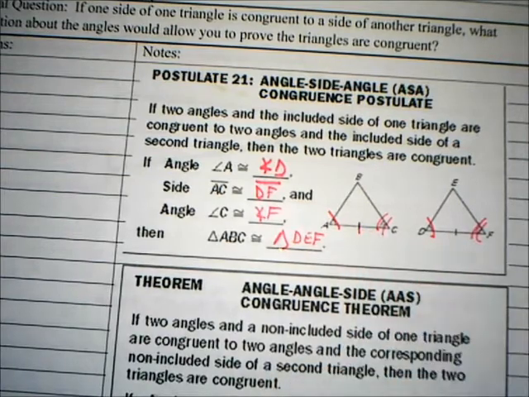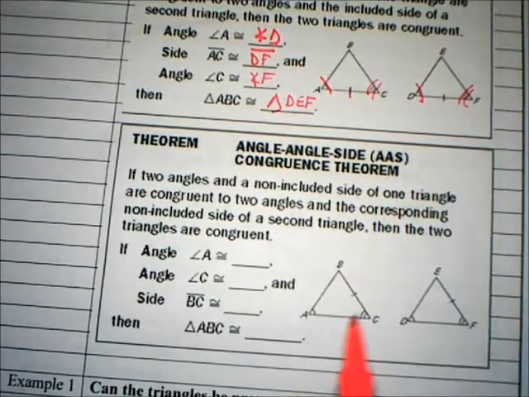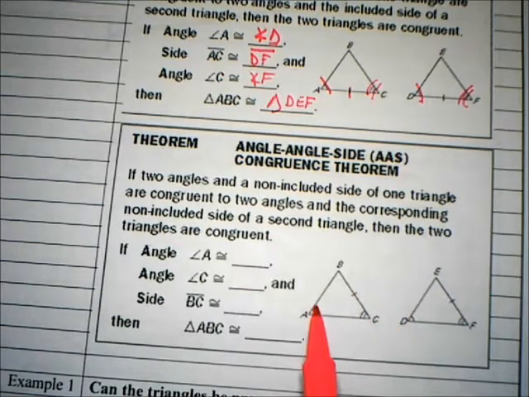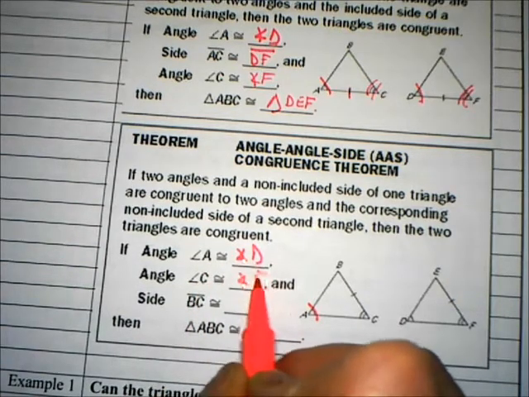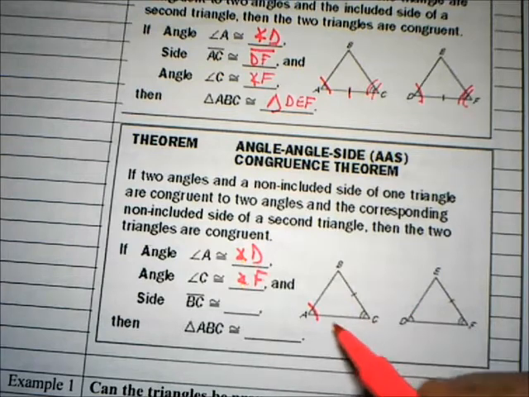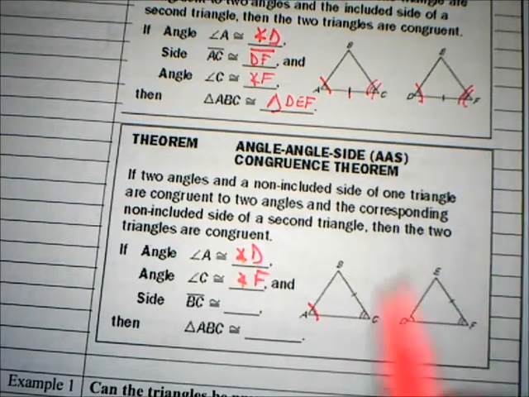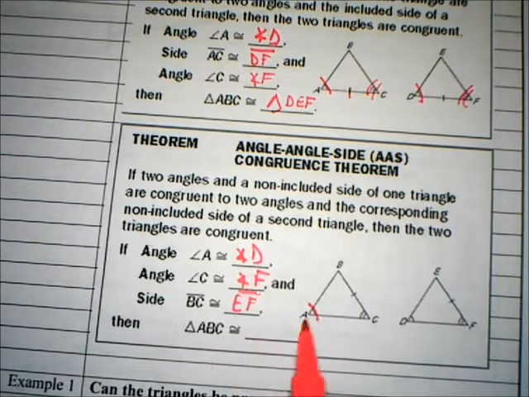Realize this side is between the two angles. It must lie between them. It cannot lie outside. On the theorem, it has angle angle side. For this one, the two angles are in line and the side is on the outside of them. So A is still congruent to D, C is still congruent to F, and then BC, which is the side not between the angles but around the edge of it, would be congruent to EF. That means triangle ABC is congruent to triangle DEF.